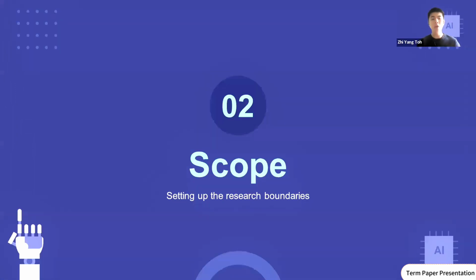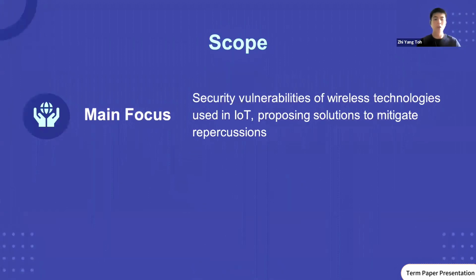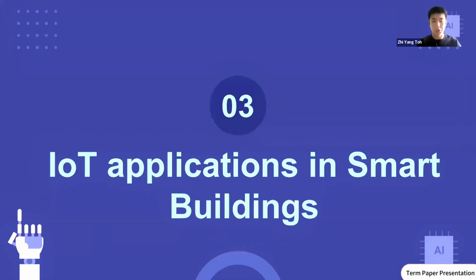For second, on scope, we're setting up the research boundaries. The main focus of the paper will be talking about security vulnerabilities of wireless technology used in IoT and proposing solutions to mitigate repercussions. And third, IoT application in smart building.